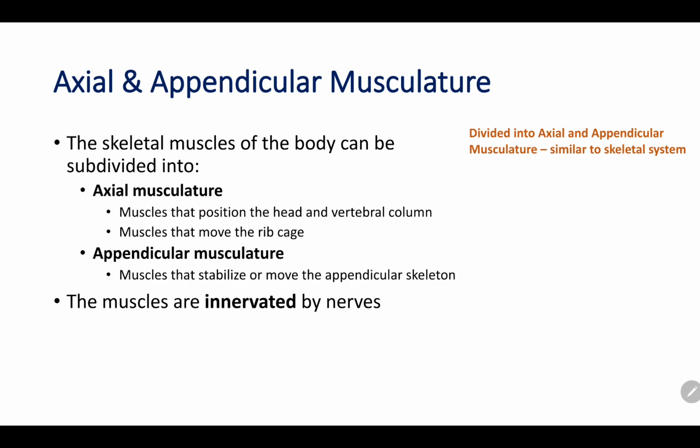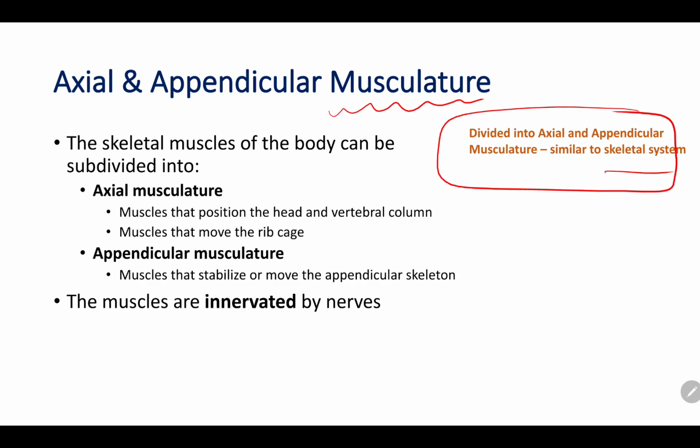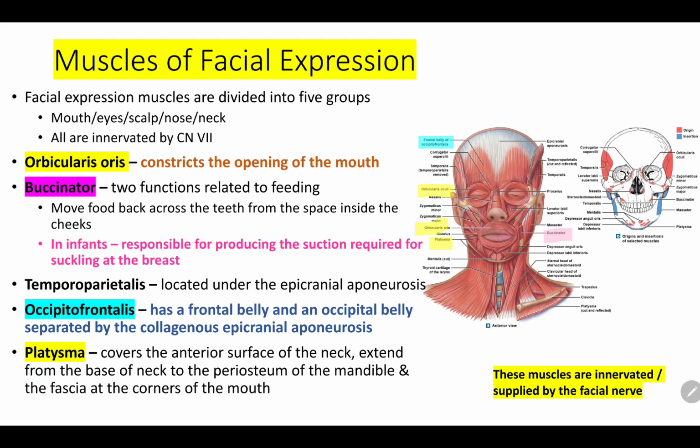Now, remember, there's axial and appendicular musculature. The axial musculature is going to be the muscles that position the head and vertebral column and the muscles that move the rib cage. Appendicular musculature is going to be the muscles that stabilize or move the appendicular skeleton. We can remember this because the skeletal system was divided into axial and appendicular, just like the muscular system is as well. So it's kind of similar to that skeletal system, okay?